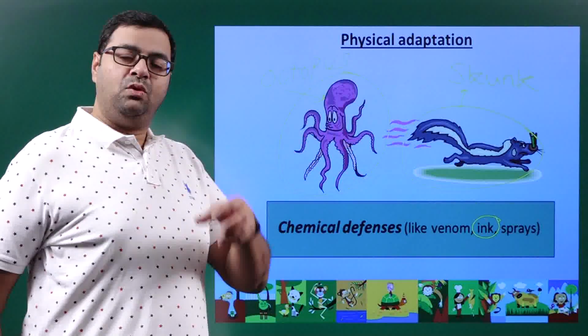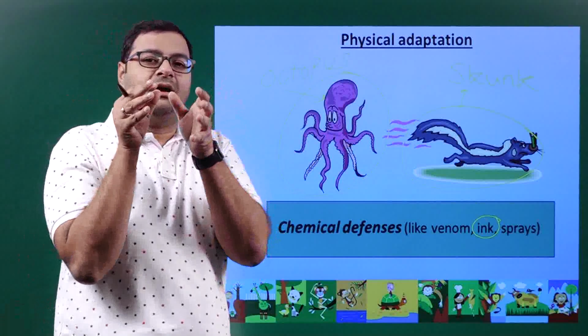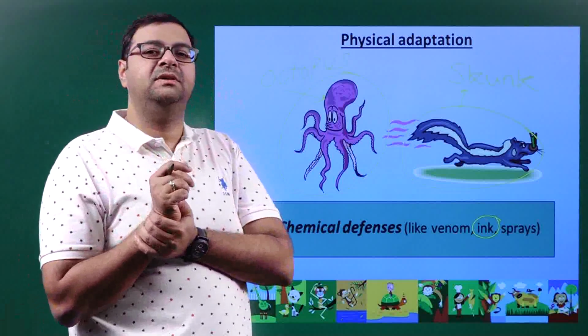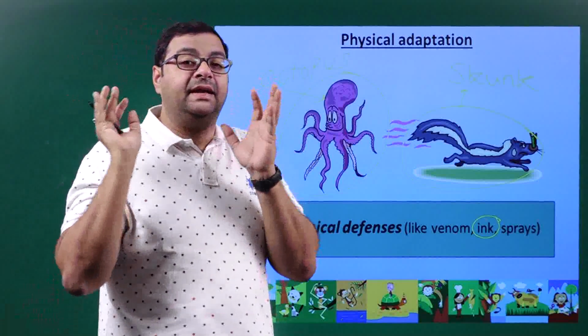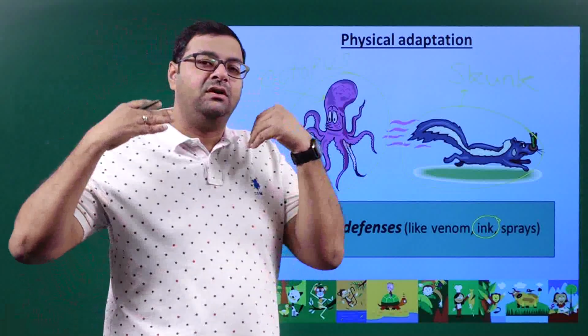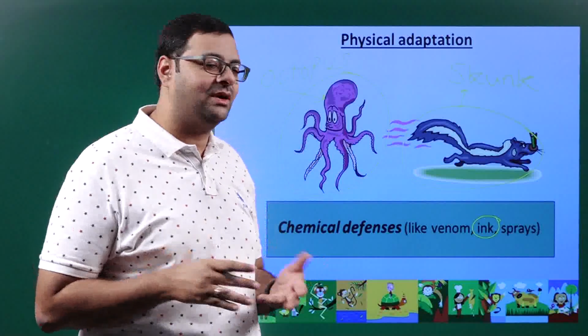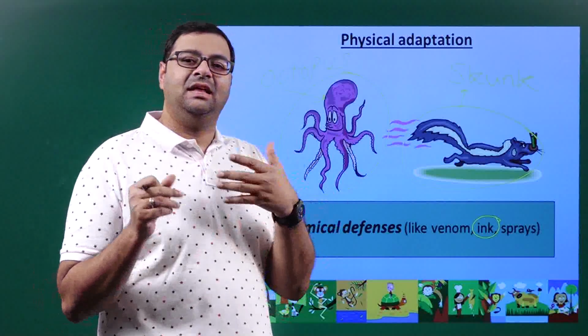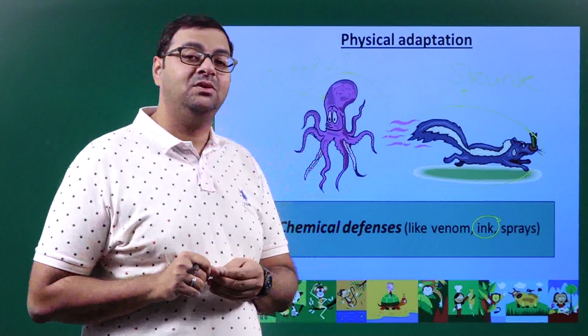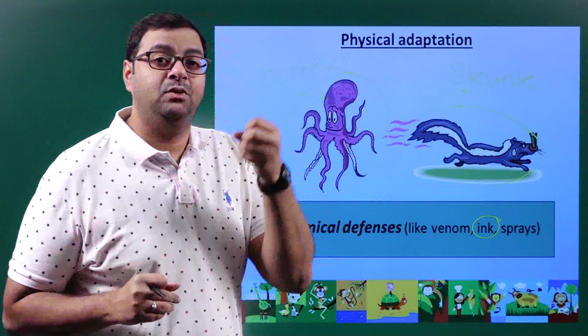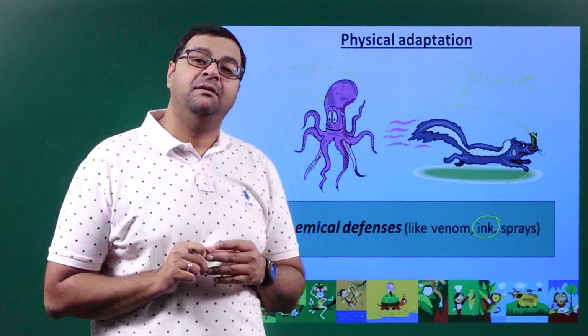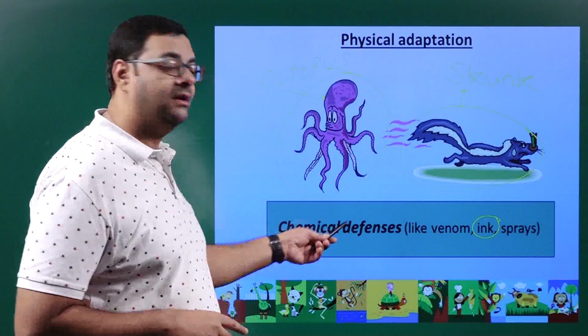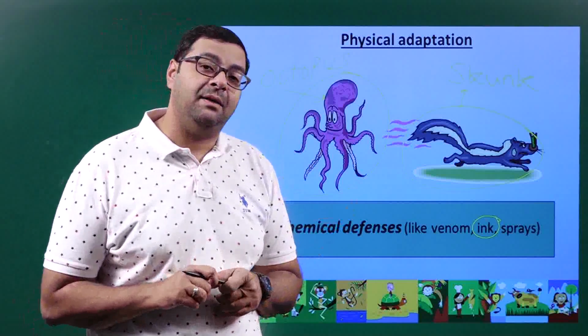Now when the organism is in the black color ink, it gets confused. In the meantime, what will the octopus do? The octopus will get time to escape from that particular place. So that is basically a chemical defense that the octopus employs.